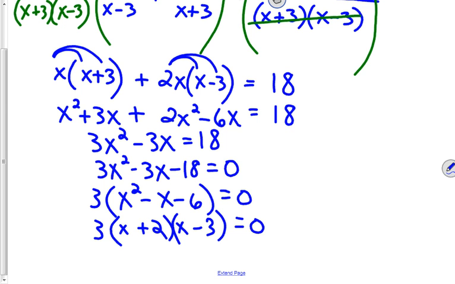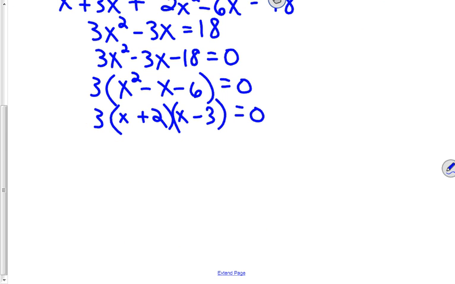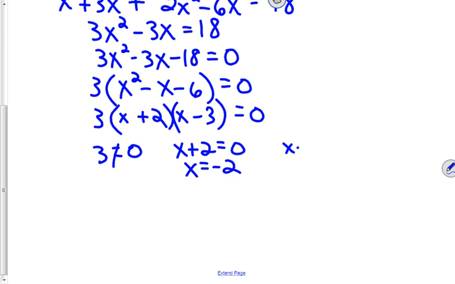And now we have to solve each of those. So we take each factor and set it equal to 0. 3 equals 0. Well, that never equals 0, so that's not going to give us anything. x plus 2 equals 0. Subtract 2 to the other side. x equals negative 2. And x minus 3 equals 0. Add 3 to the other side, and we get x equals 3.